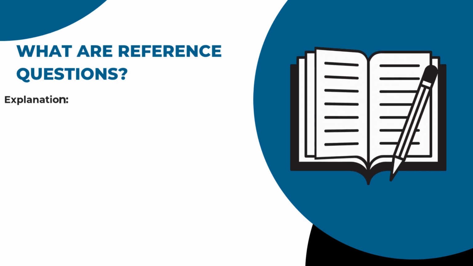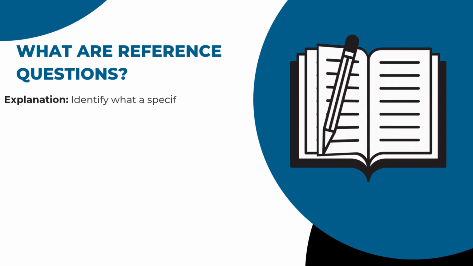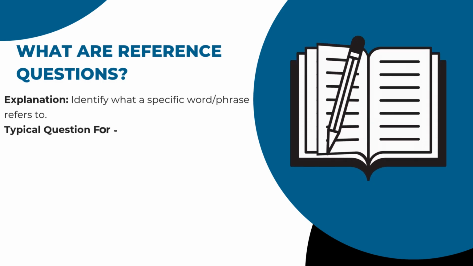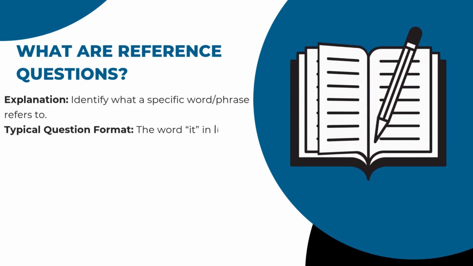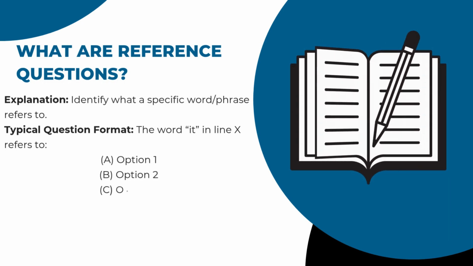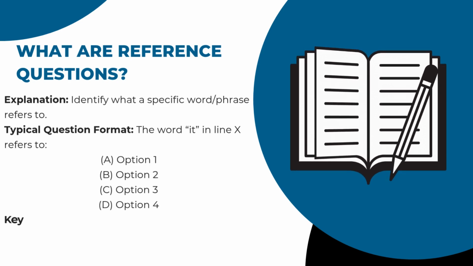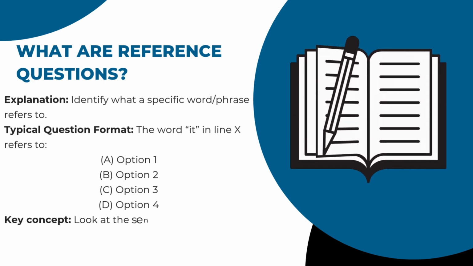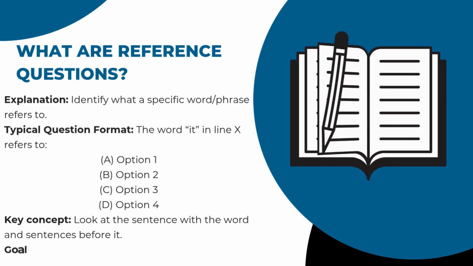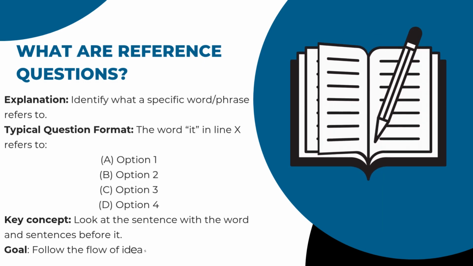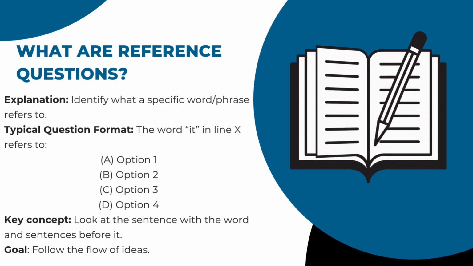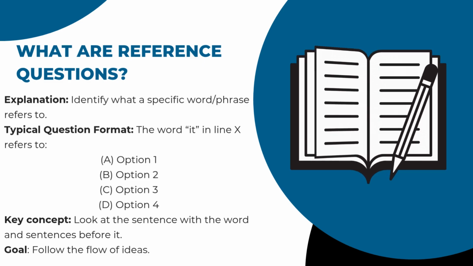These questions ask you to identify what a specific word or phrase in a passage refers to. These questions usually look like this. The word "it" in line X refers to... And then you will see four options, A, B, C, D. The word in the question is often a pronoun or a short phrase. To find what it refers to, you need to look carefully at the sentence with the word and, very importantly, the sentences before it. These questions test your ability to follow the flow of ideas as the passage develops.